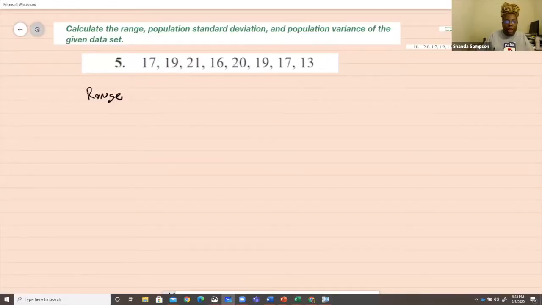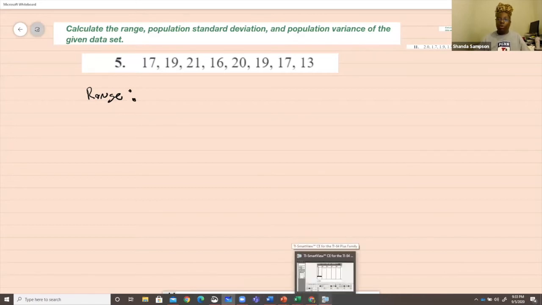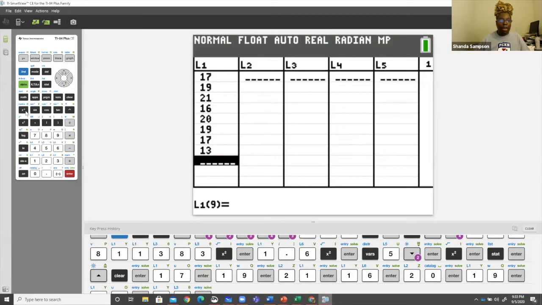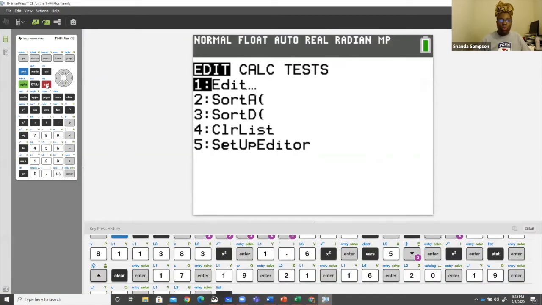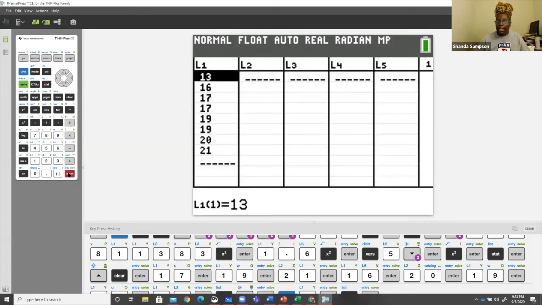And remember, the range is the highest minus the lowest. And yes, with these types of numbers, you can look through and figure out your highest and your lowest. I don't suggest you do that. What I suggest you do is go to your calculator and use what we did before by learning how to order our data. Once you have your data ordered, you can see the highest and the lowest number.